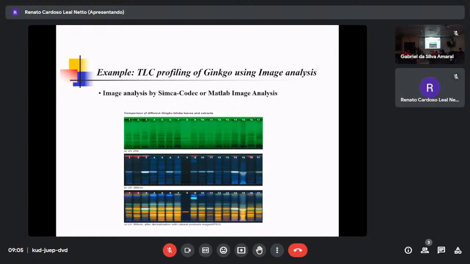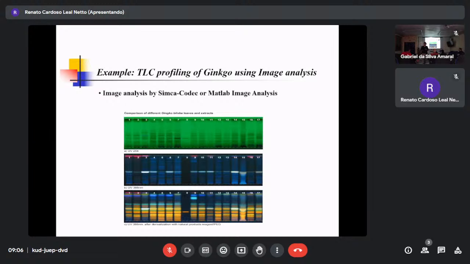Then what's the variable here? In NMR cases, chemical shift and intensity. In mass cases, as I told you yesterday, I showed you retention time, molecular weight, and intensity. And in TLC cases, the Rf value. That's the variable name. Then the intensity of the signal. In TLC, there is another variable, another outcome. What's the outcome?